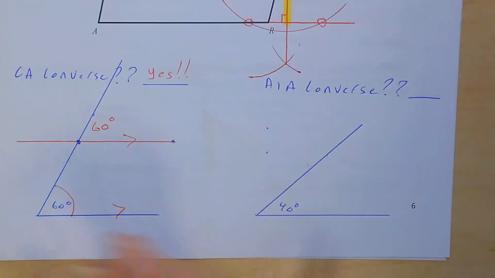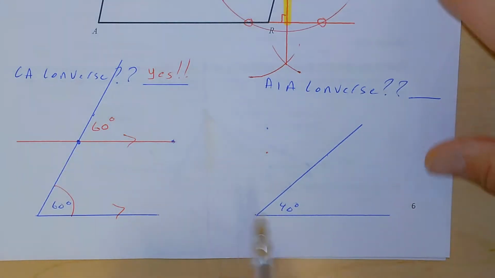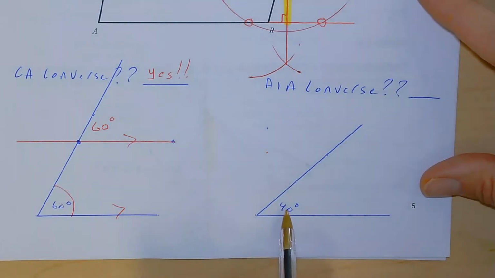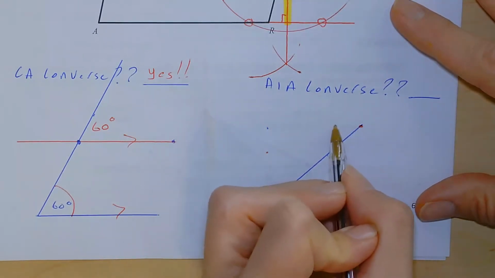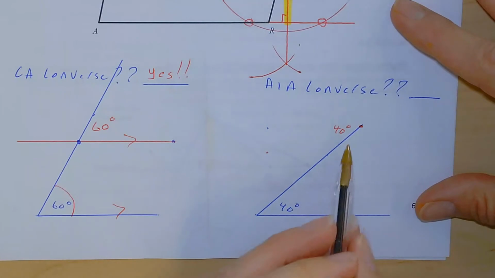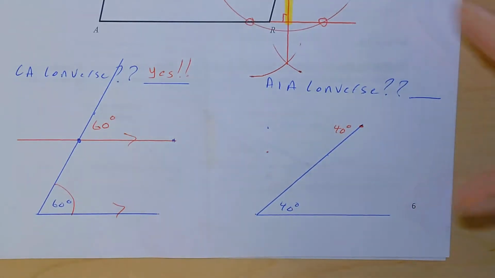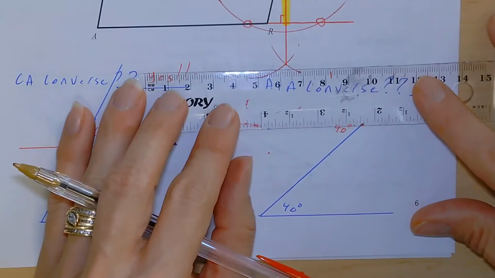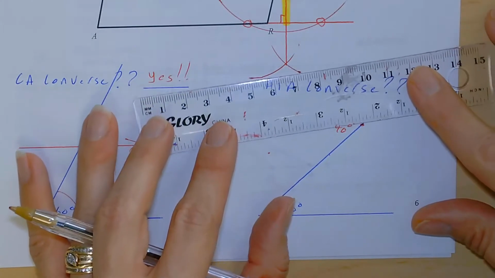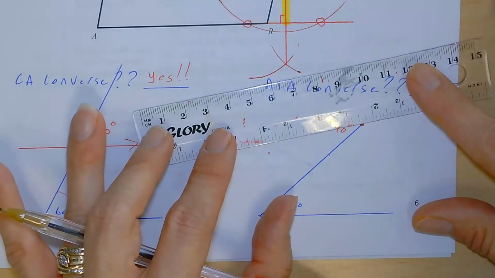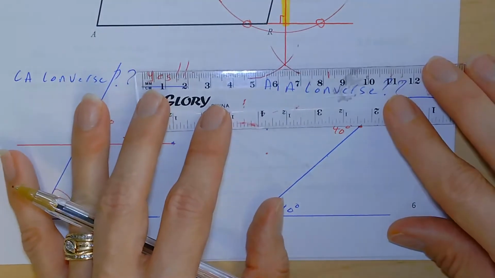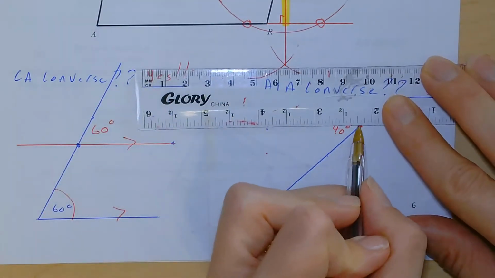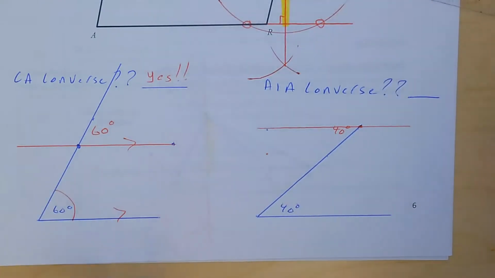So then do you think it works for the other ones, like alternate interiors, alternate exteriors? We're going to check. This time I have a 40-degree angle here. What happens if I go up here and make another 40-degree angle so that they're alternate interiors? I'm going to put my ruler up here again. If I want this angle to be 40, and I turn it like that, the angle's not 40, right? And if I turn it like that, it's bigger than 40. But if I make the angle actually 40, do you think that's going to force the lines to be parallel?